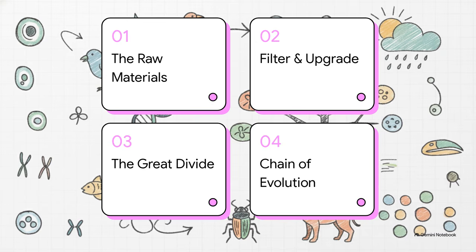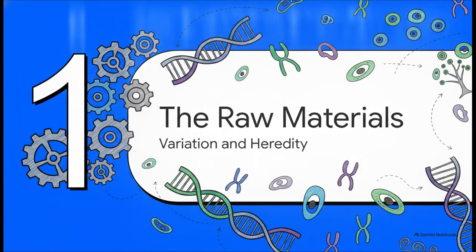To solve that mystery, we'll be following a clear 4-step mechanism today. Step 1, the raw materials. Step 2, the filter and upgrade. Step 3, the Great Divide. And finally, Step 4, the chain of evolution. All right, let's jump right into Step 1, the raw materials, which covers variation and heredity.